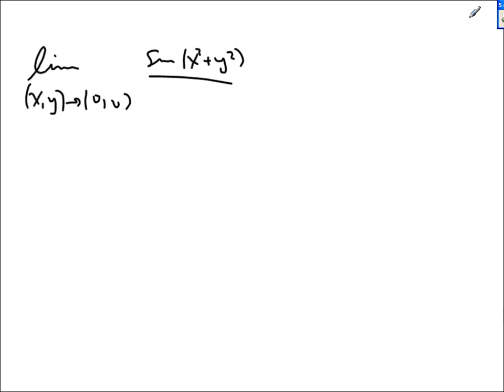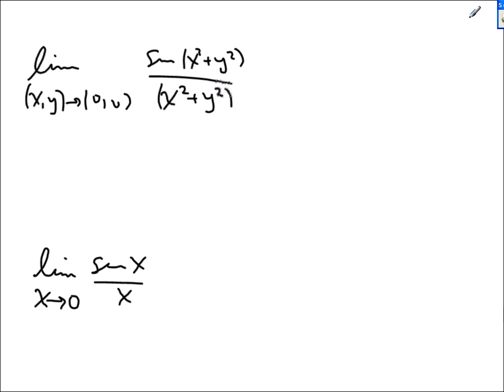Now, suppose you have something like this. The limit as (x,y) approaches (0,0) of sine of x squared plus y squared, divided by x squared plus y squared. Now, there are 2 ways to handle this, but you really should know this rule: the limit as x goes to 0 of sine x over x is 1.